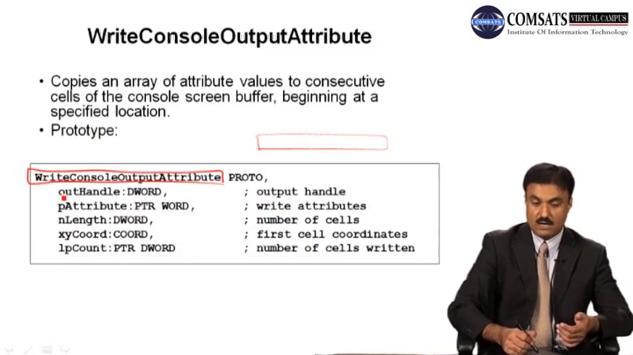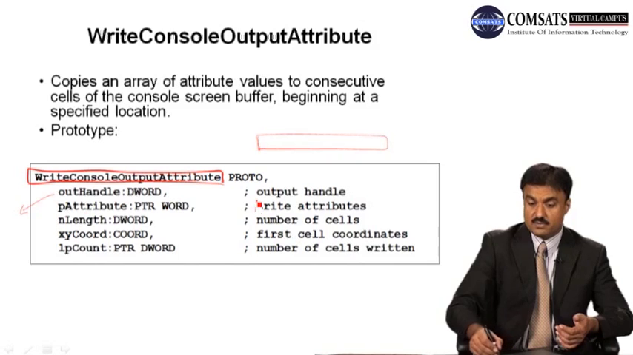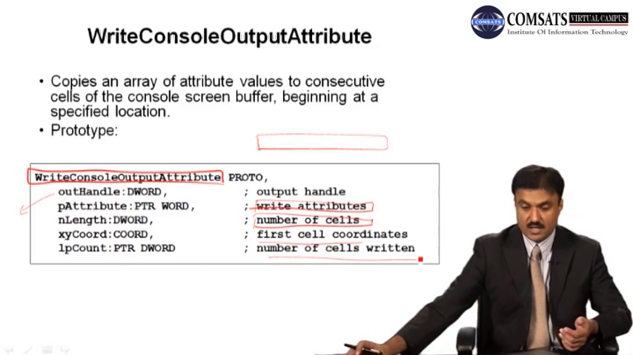So here you can see we have the output handle, which is the handle for this one, and then we have the attribute. So we have the write attributes, and then we have the number of cells, and then we have the first cell coordinate and the number of cells written and so on.